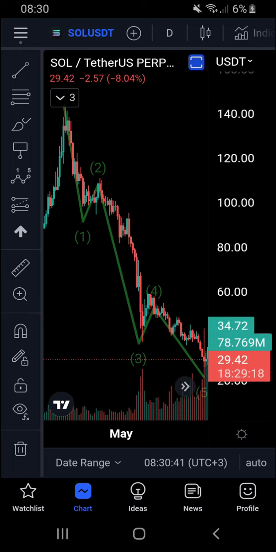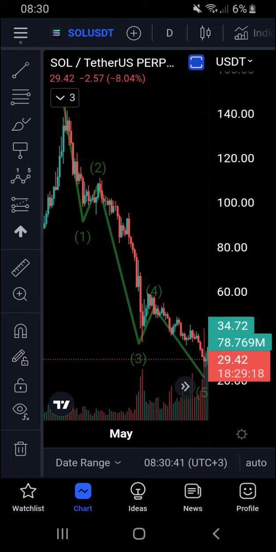I'll change the color on this. Let's make it yellow. This is the count within the wave 3. Now you can see wave 3 has completed, say over here on this wick down here, and we're possibly making a wave 4. How high would a wave 4 usually go? It goes to 0.236 to 0.382 of the wave 3 retracement.